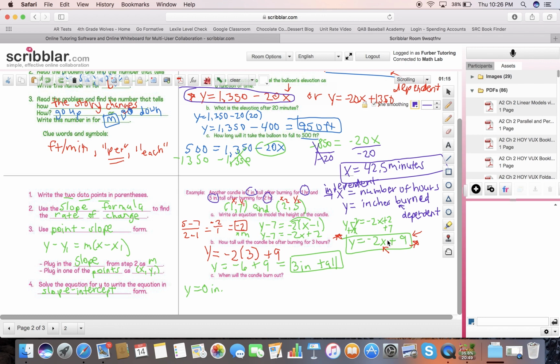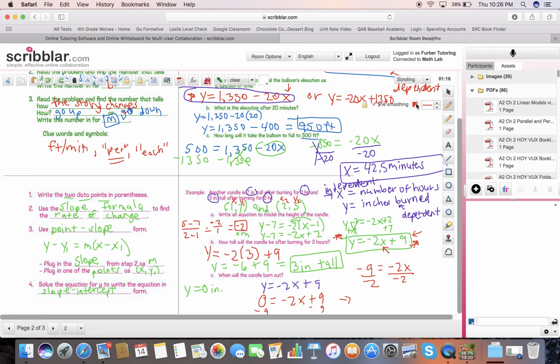Okay, the formula is y equals -2x plus 9. So I want to know, when will the amount of inches burn out to nothing? So in order to do this, I'm going to have to solve for x this time. So I'm going to subtract 9 from both sides. Okay, that's going to give me -9 equals -2x. And then I divide by -2 to get rid of the -2 and solve for x.